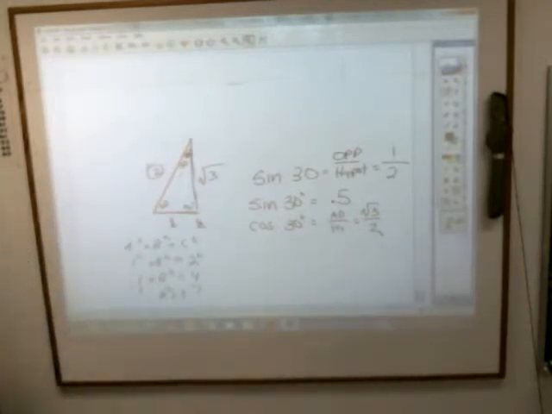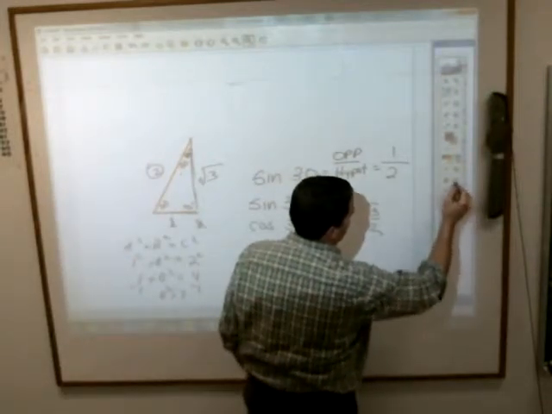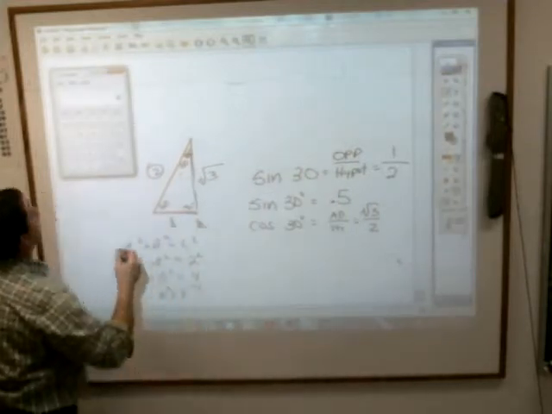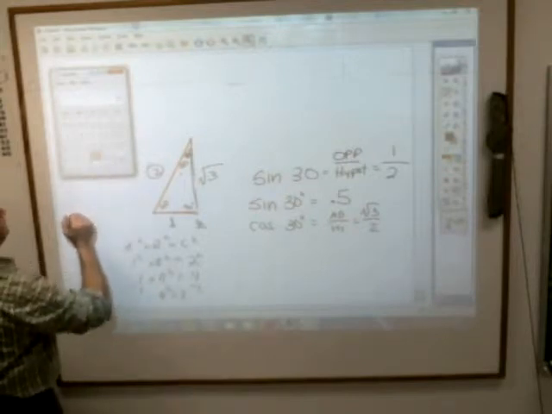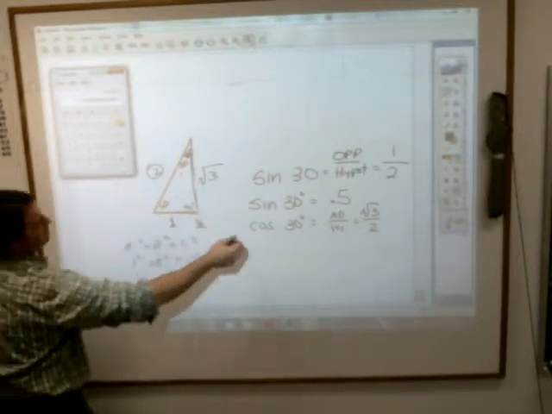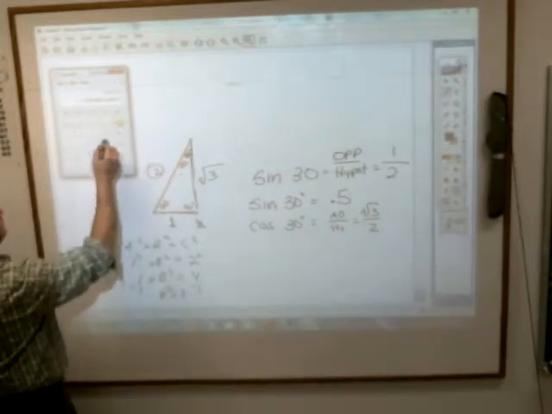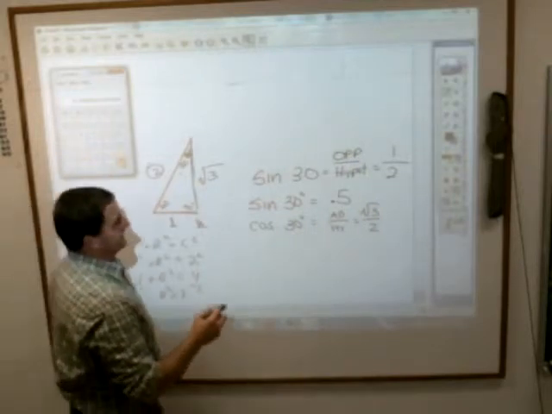Which isn't a lovely number, but I'll give you a sheet that tells you what it is. Well, I could do it. Where's my calculator? The square root of 3 divided by 2. It's just going to be a big decimal. 0.8660.